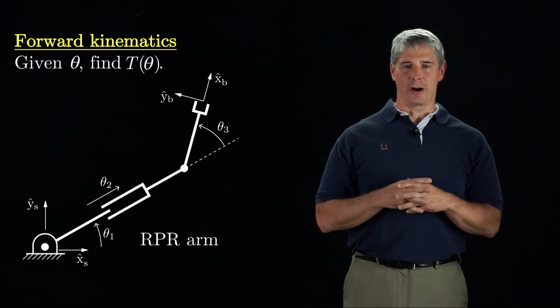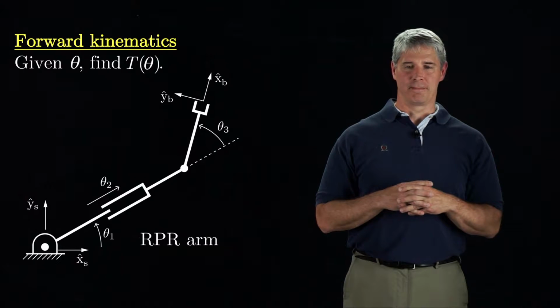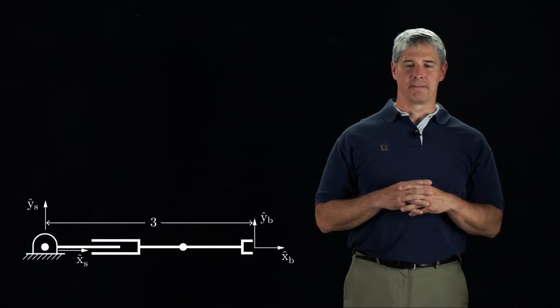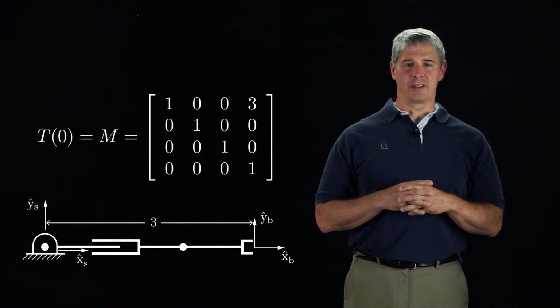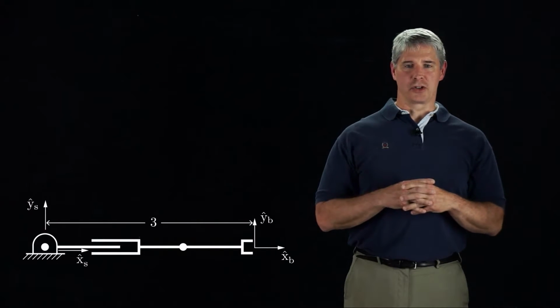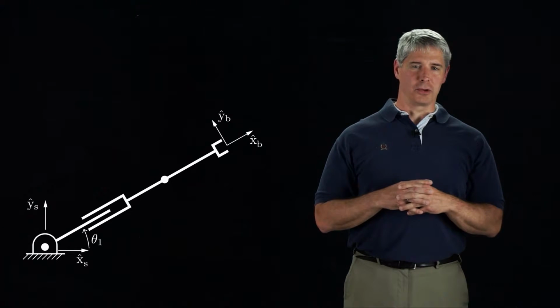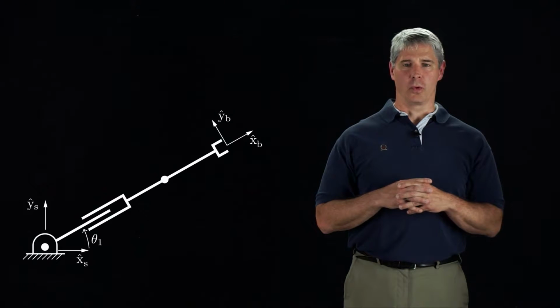We use the same RPR robot as an example. First, let's move the robot to its zero configuration. As before, we define M to be the configuration of the B frame when the robot is at its zero configuration. Now we rotate joint 1 by an angle theta 1. The motion of the B frame is a rotation about the screw axis of joint 1.